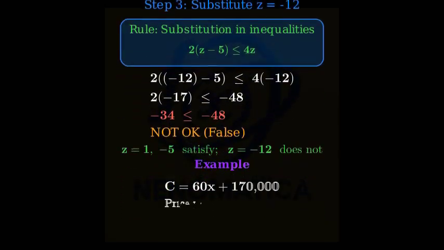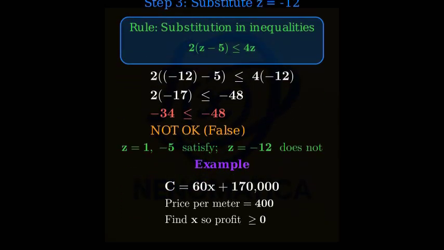Now, the wire factory problem. The production cost for x meters is C equals 60x plus 170,000. The selling price per meter is 400. We want the minimum x so the factory does not lose money.